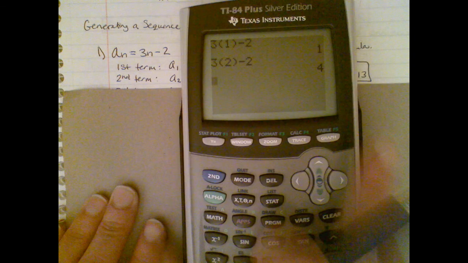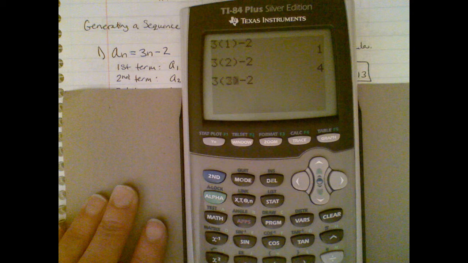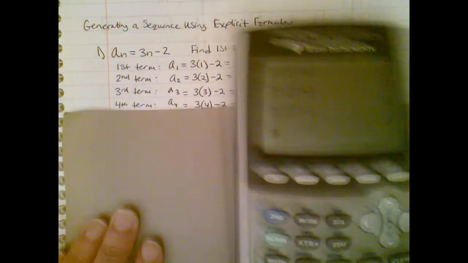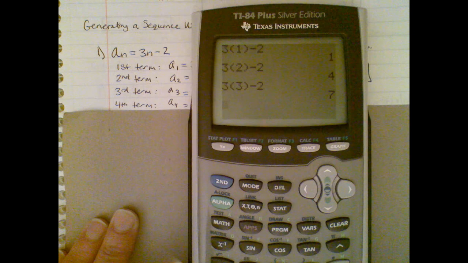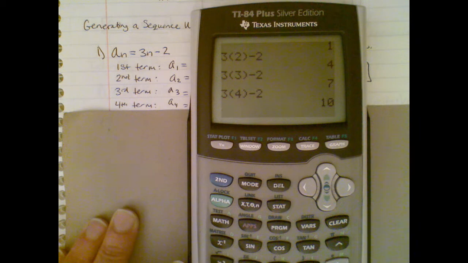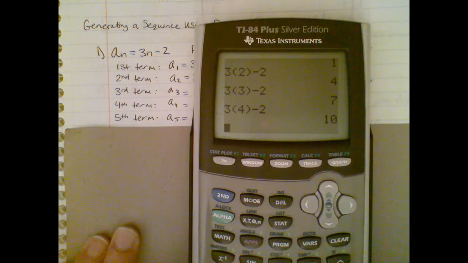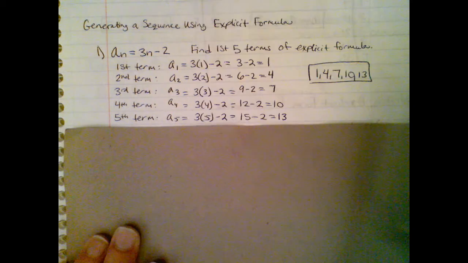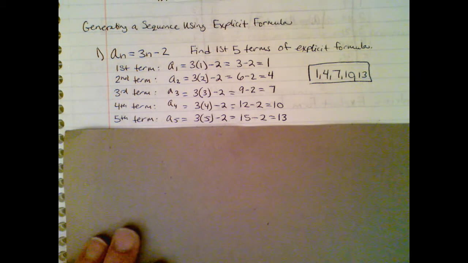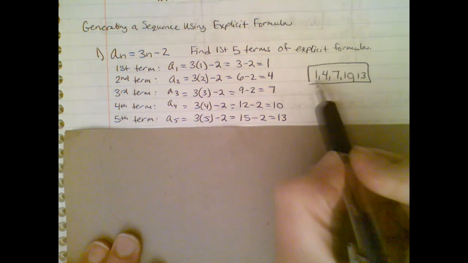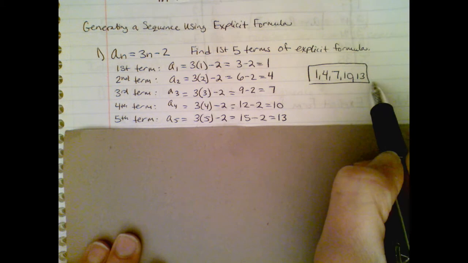And then if we want to find the third term, we can go to second entry, arrow back and type in 3. To get our third term is 7. To find then 4, go to second entry, type in 4. So the fourth term is 10. And then to find the fifth term, we go second entry, scroll back and plug in 5 and get 13. So our first 5 terms of our sequence is 1, 4, 7, 10, and 13.